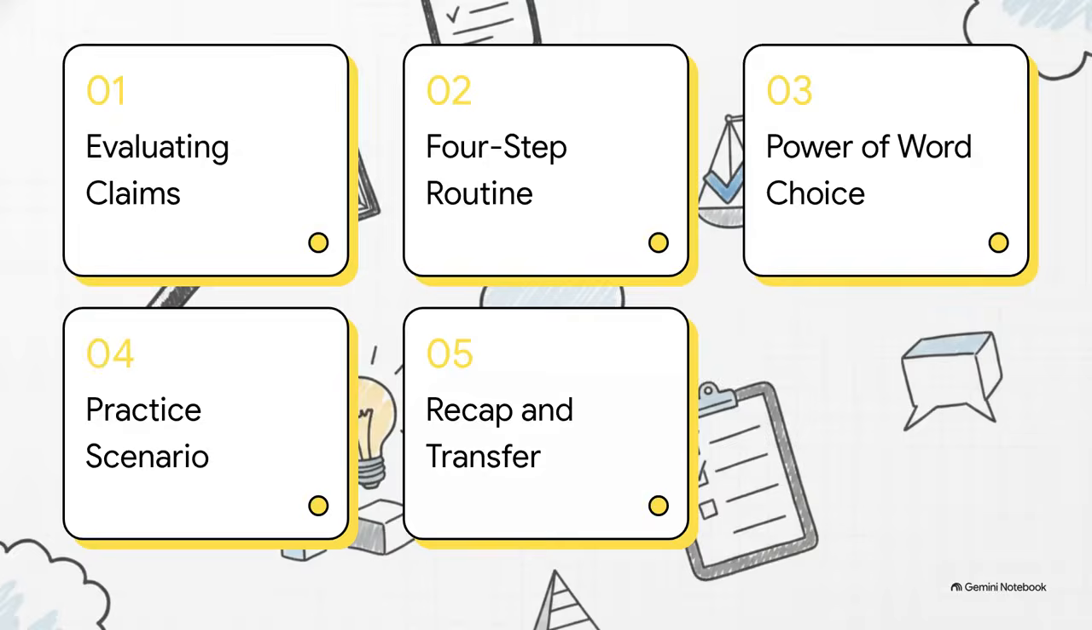Let's get to it. Here's our roadmap for today. First, evaluating claims and support. Second, we'll learn a handy 4-step routine. Third, we'll look at the power of word choice. Fourth, we'll practice with a school community decision scenario. And finally, number 5, we'll recap and transfer those skills.